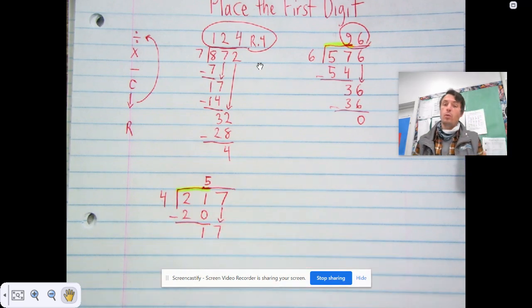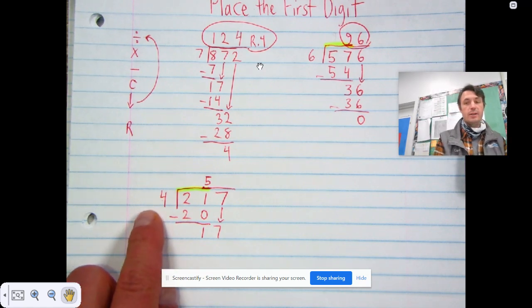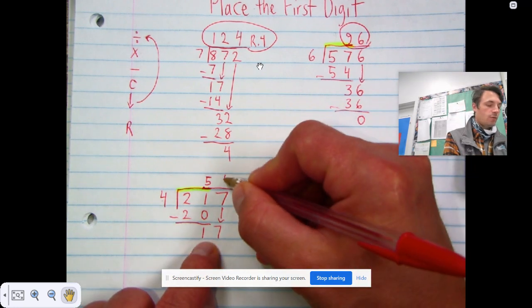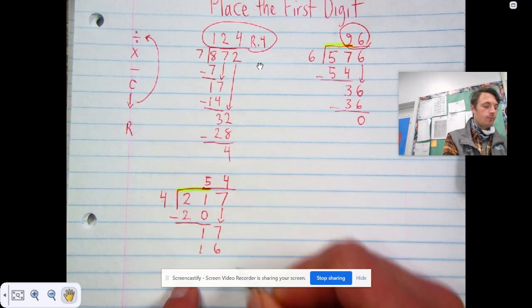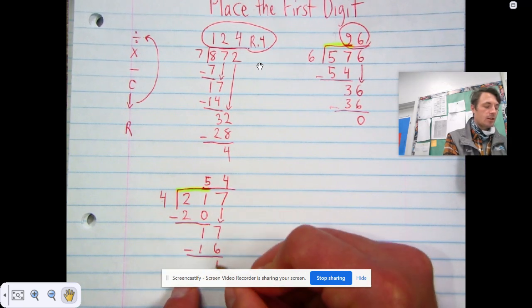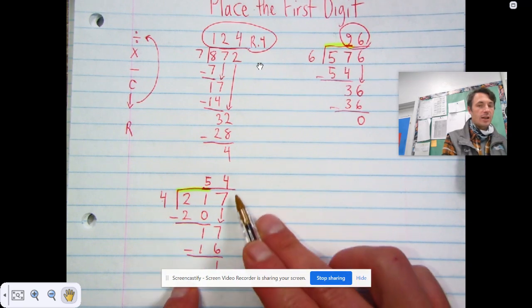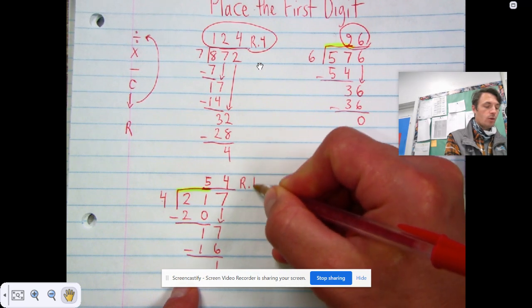So again, we're trying to think what times 4 gets us closest to 17 without going over. The answer is 4 because 4 times 4 is 16. That gets us closest to 17. 4 can fit into 17 4 times. Now we multiply. 4 times 4 is 16. Now we subtract. 17 minus 16 is 1. Now we compare. 1 is smaller than 4. The next step is bring down, but there's nothing left to bring down. So we write our remainder 1.